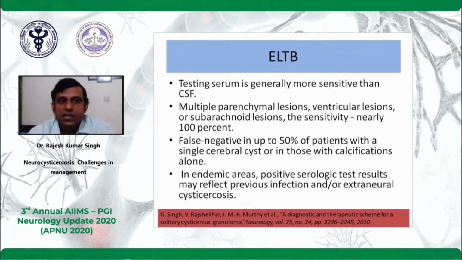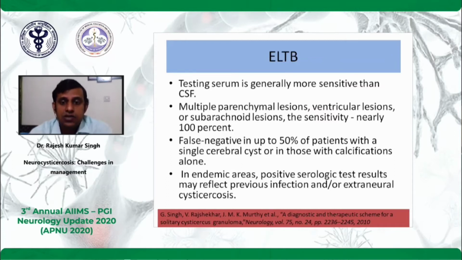Regarding EITB, I just want to add one slide. EITB should be tested in serum, which is more sensitive than CSF. It is very sensitive for multiple NCC, ventricular lesions or subarachnoid lesions. But it can be falsely positive in endemic areas.